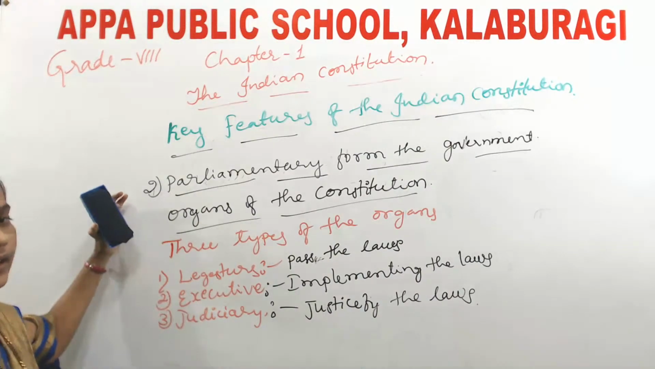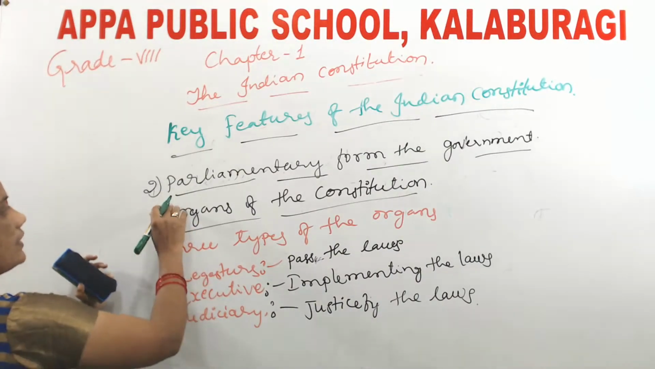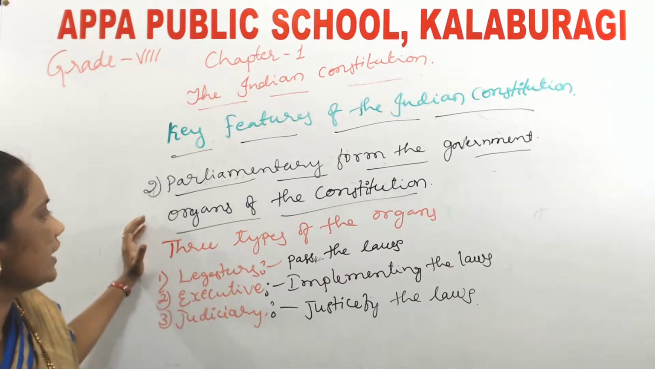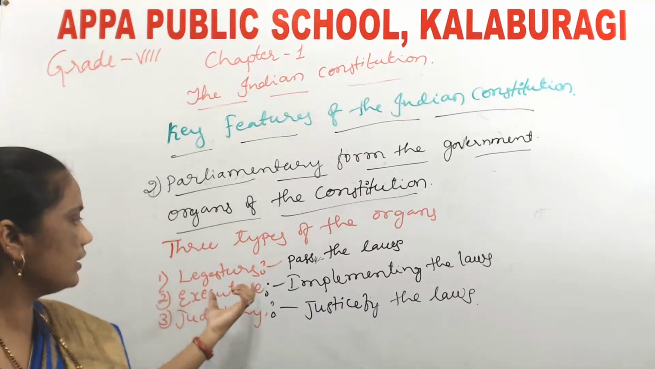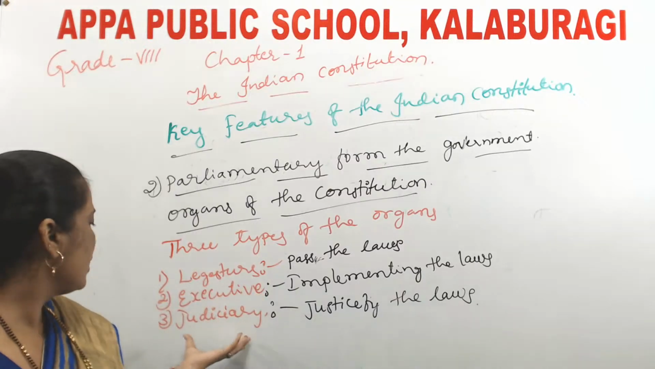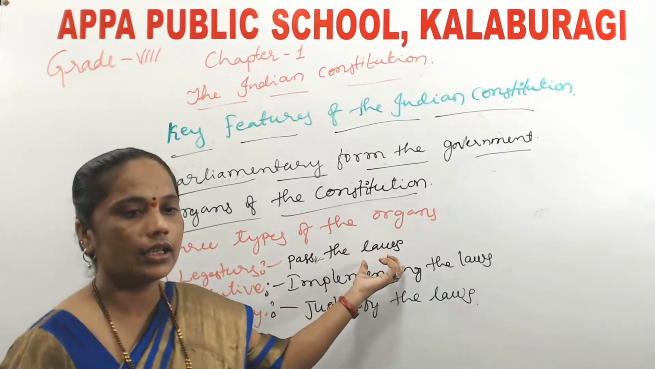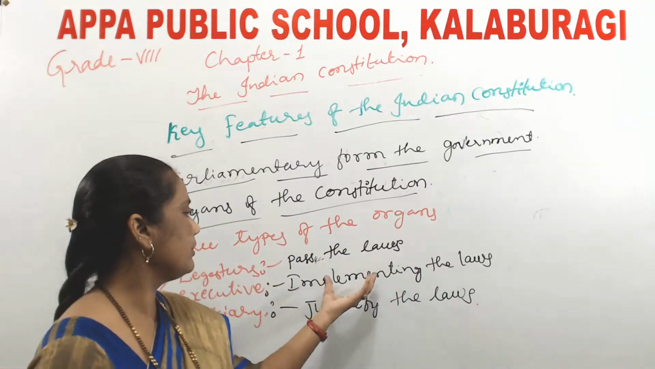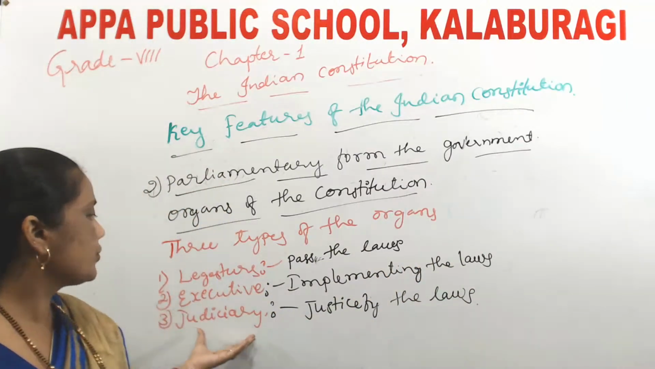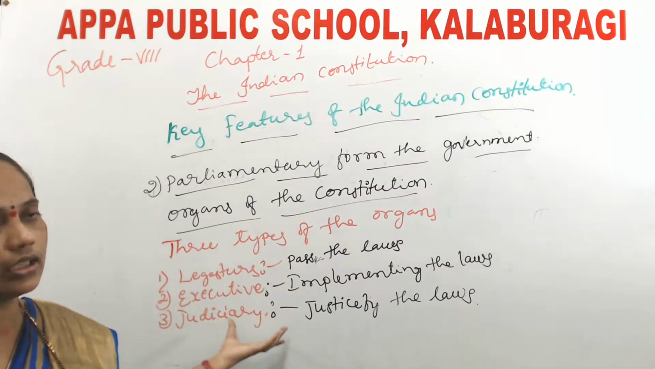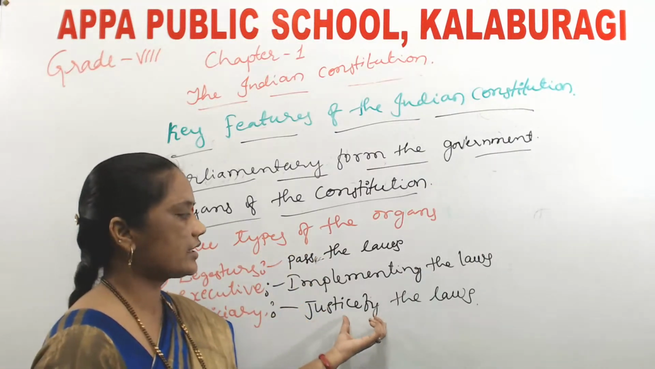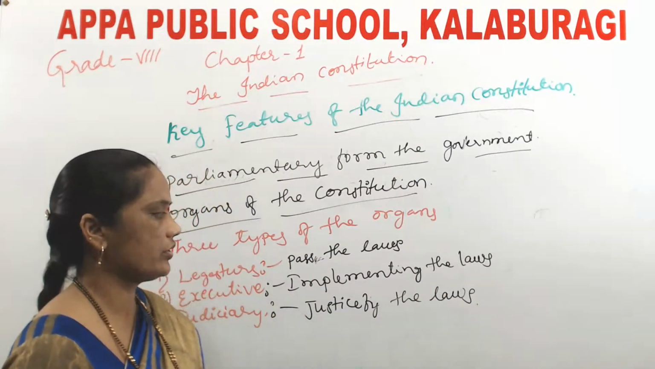Once again, I repeat, children: it is a parliamentary form of government, and in this we have three types of organs. They are legislature, executive and judiciary. The work of the legislature is to pass the laws, the work of the executive is implementing the laws, and the judiciary helps these two organs. Lastly, it justifies the laws of the constitution.